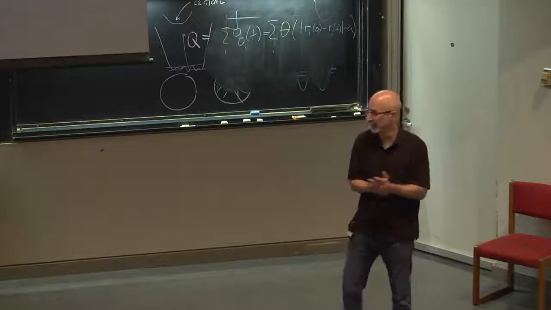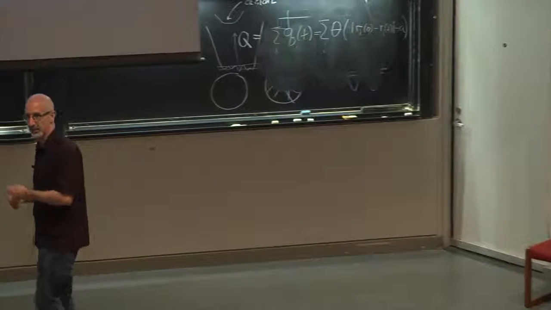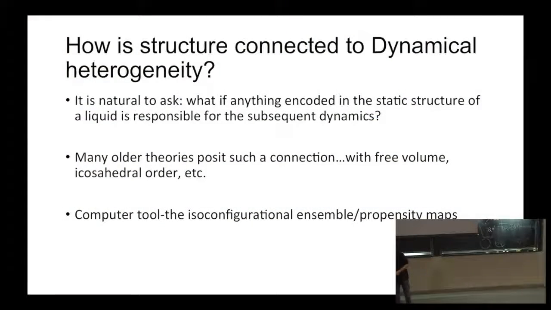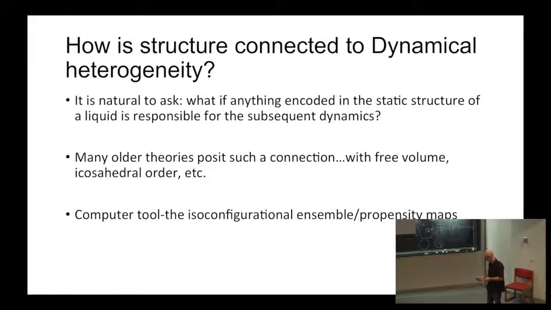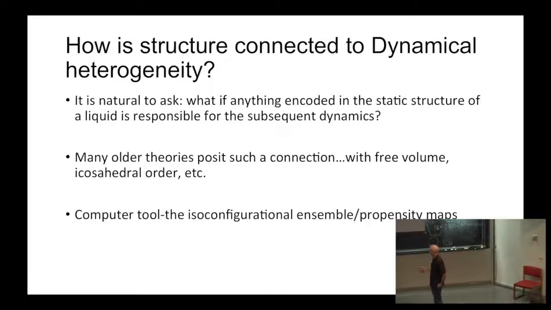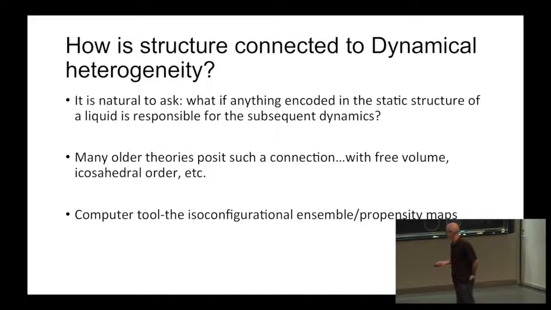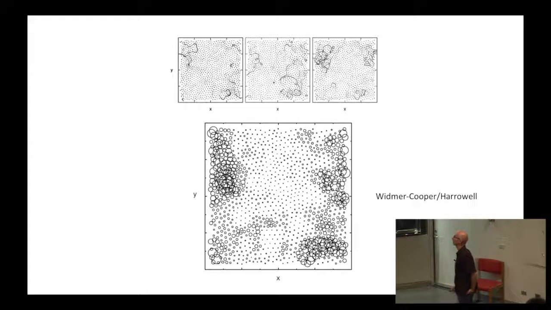And how can we best predict where motion will occur in a system if I could just look at the snapshot of the system? Okay, so this is a natural question. And one very nice, trivially obvious, but something that hadn't been written down, I think, until 10 years ago, tool to uncover these kinds of structural motifs is something called the isoconfigurational ensemble and propensity. So this is very, very simple. Let me just explain what it is.